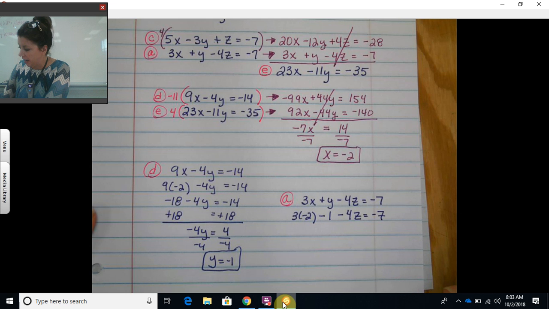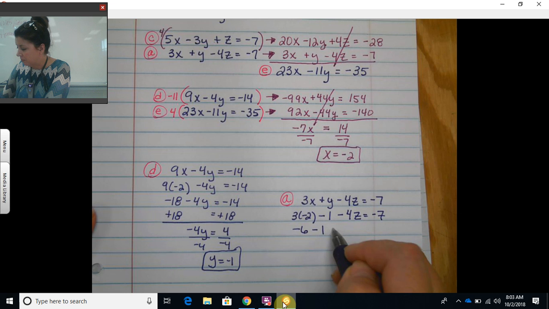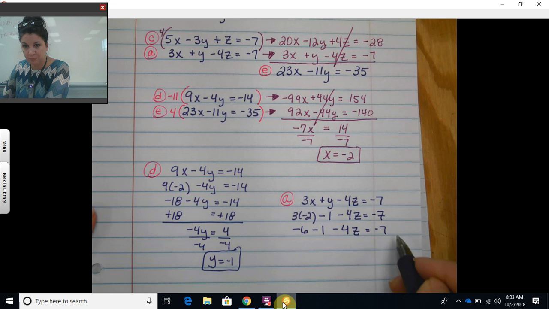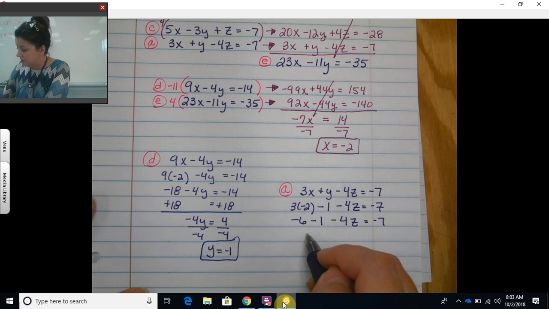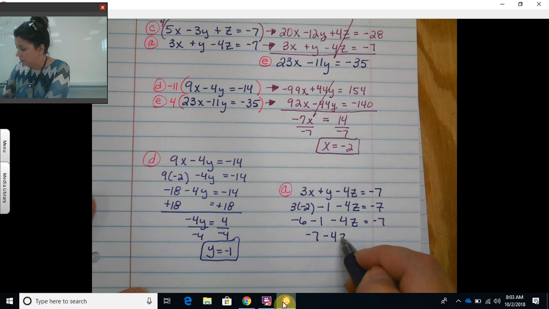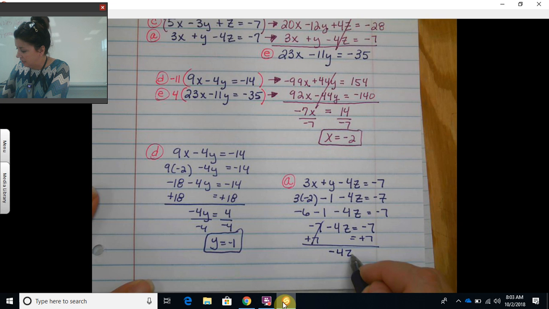Be careful with your order of operations on the left side when you're simplifying. Let me take care of this multiplication first. So I get negative 6 minus 1 minus 4z equals negative 7. Let me combine like terms before I move them over. Minus 6 minus 1 is negative 7. Minus 4z equals negative 7. I'll add 7 to both sides. So I get negative 4z equals 0. Divide by negative 4, and 0 divided by negative 4 is 0.